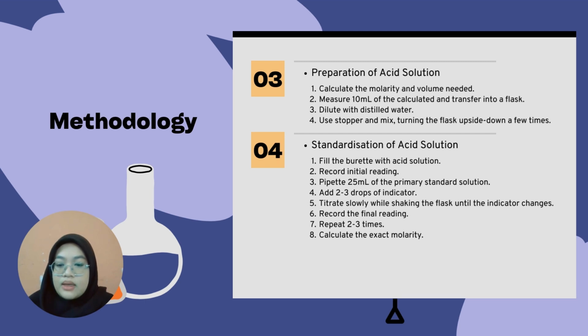The fourth and the last step is standardization of acid solution. First, you need to fill the burette with acid solution and then record the initial reading. And then pipette 25 ml of the primary standard solution into a flask and add 2 to 3 drops of indicator. Titrate slowly while shaking the flask until the indicator changes. Record the final reading of the acid solution. Repeat 2 to 3 times and calculate the exact molarity.